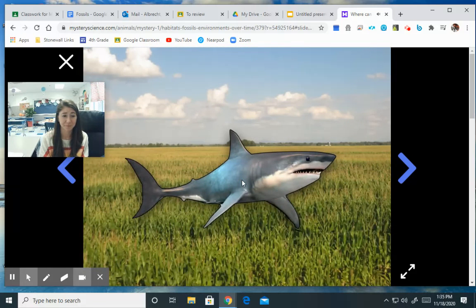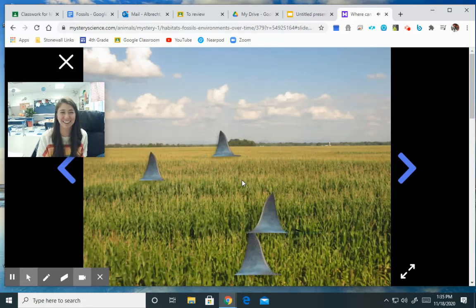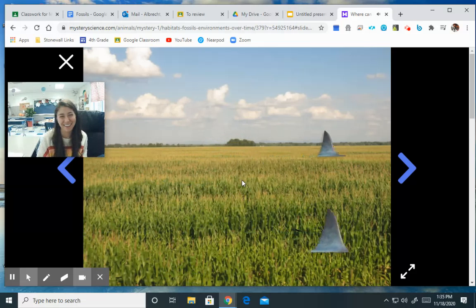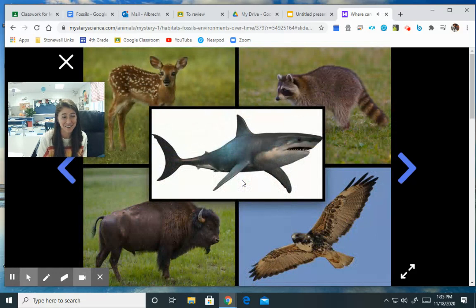Just imagine them living in a grassland. That's silly. Sharks have fins and flippers. It's not like you're going to see land sharks swimming among the cornfields. So this was very weird. Why would there be fossils of sharks and other ocean animals in the middle of the cornfields of Illinois? What clues could this give us about what Illinois has looked like over time?